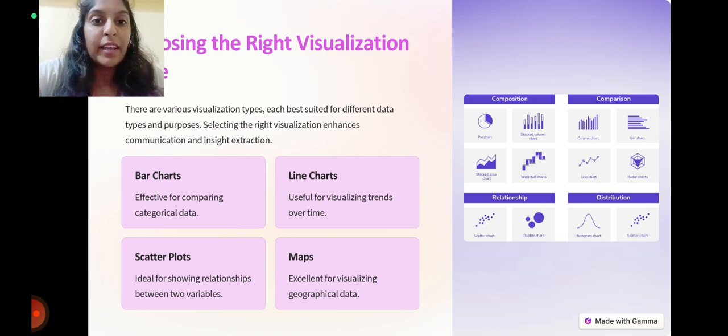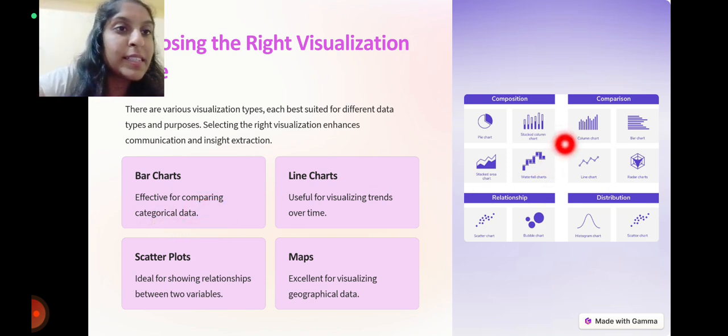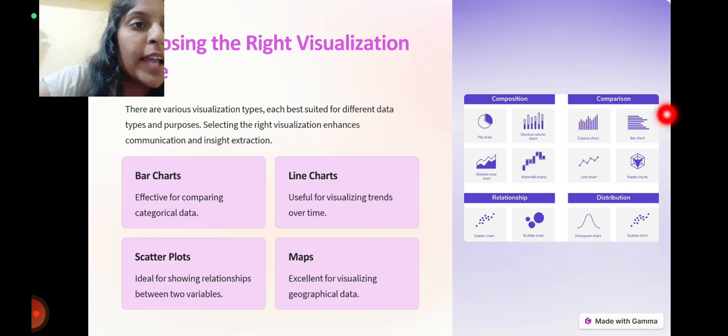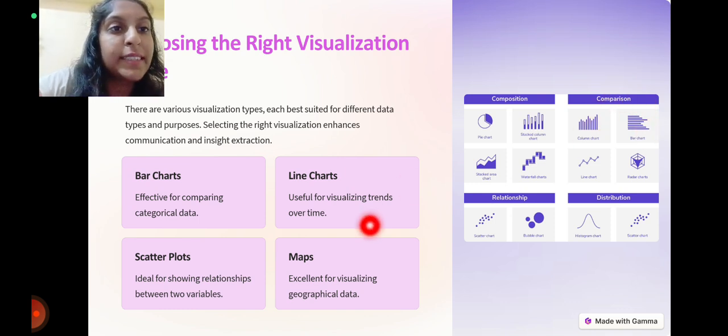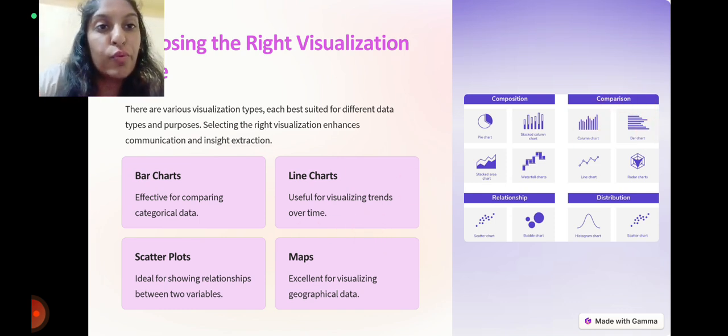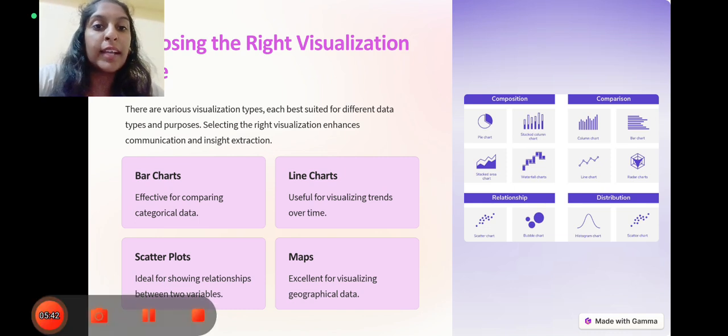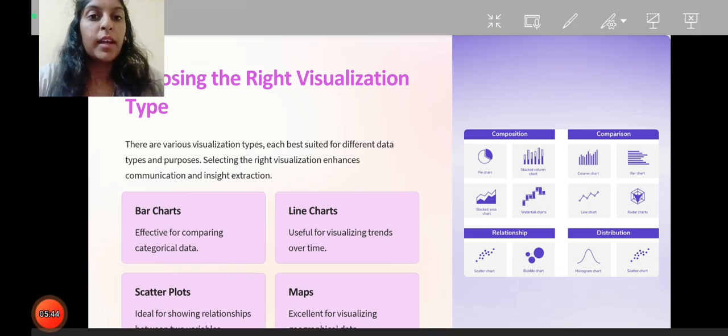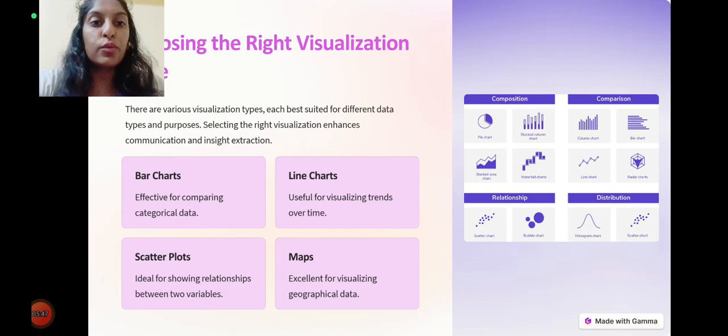The bar graph effectively compares the categorical data. This is the bar chart. It helps for comparing the data. Let's see the line chart. It is useful for visualizing the trends over time. This is the line chart, as we can see in this diagram.